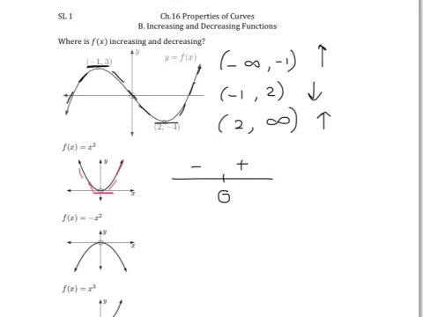Alright, what about if f of x is equal to -x squared? Again, when x is equal to 0, that's where the horizontal tangent line is. So that's going to be 0. But on the left side, this time it's going to be increasing and then decreasing. So the signs are going to be positive and negative.